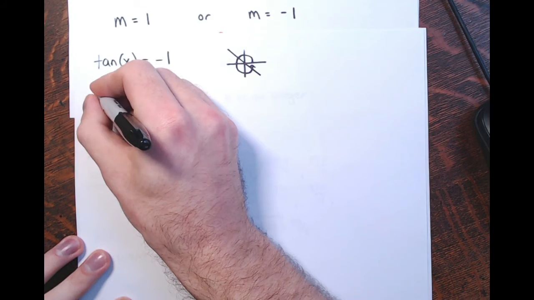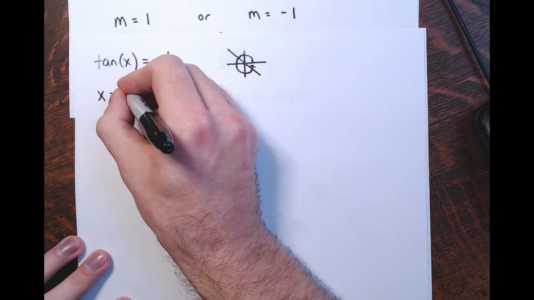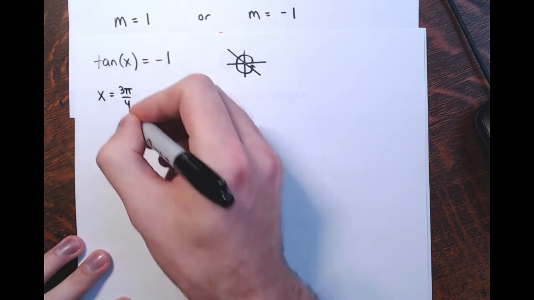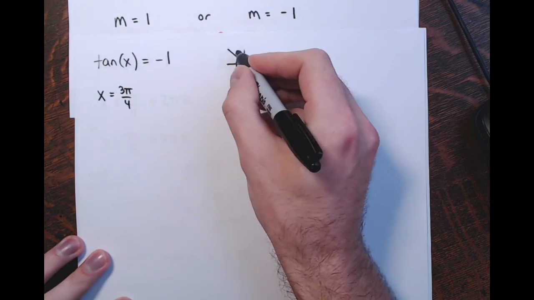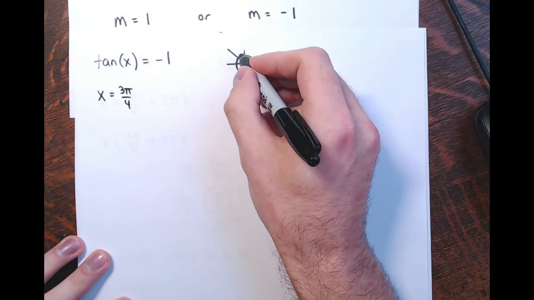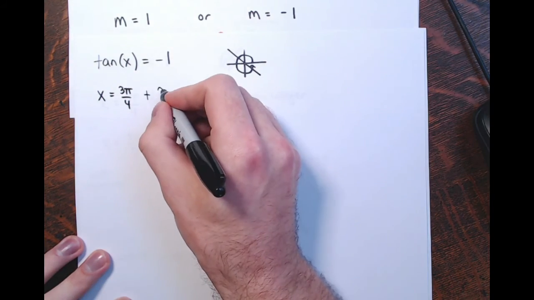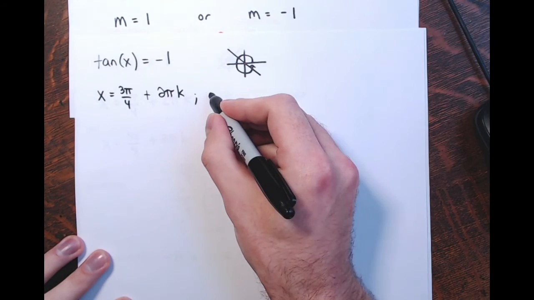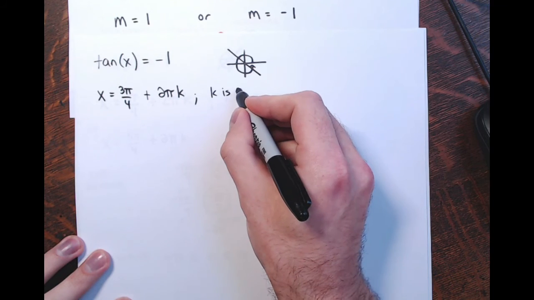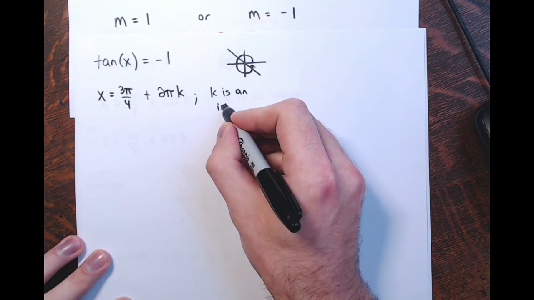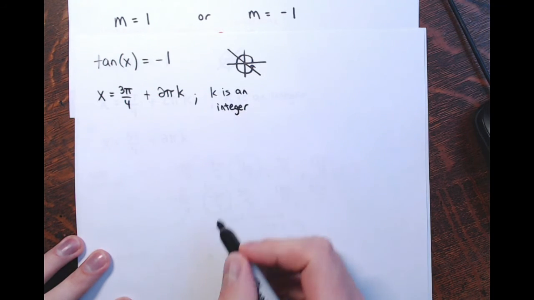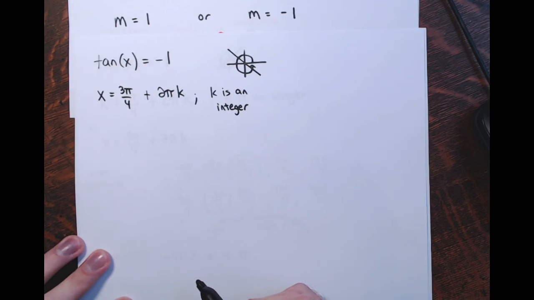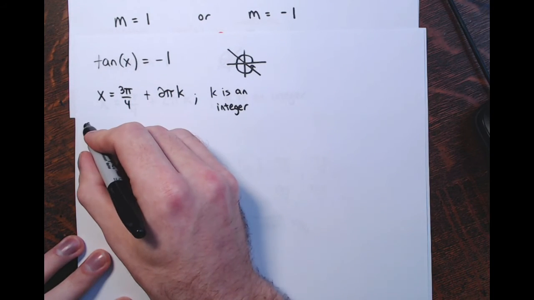135 degrees or 3 pi over 4 radians, right? That had a tangent of negative 1. And then if you were to take 3 pi over 4 and add any multiple of 2 pi, so again, add 2 pi k where k is an integer, you'd get another angle that had a tangent of negative 1 as well. But that's not all, right?